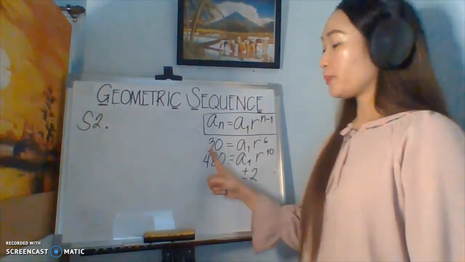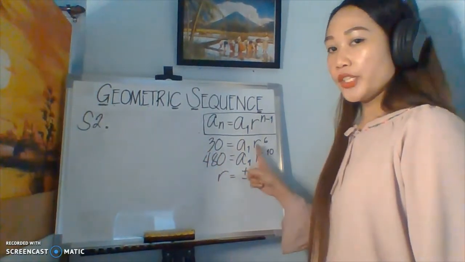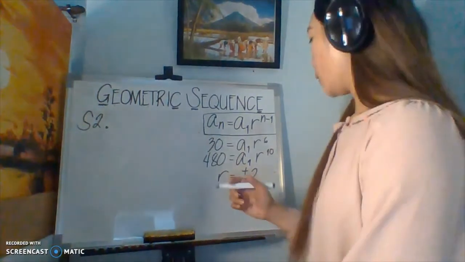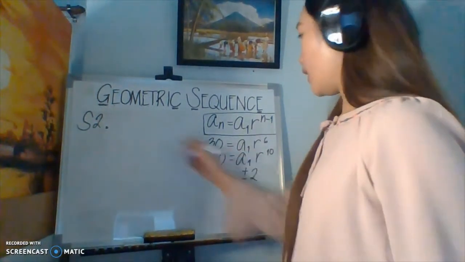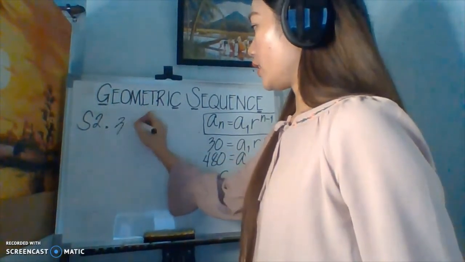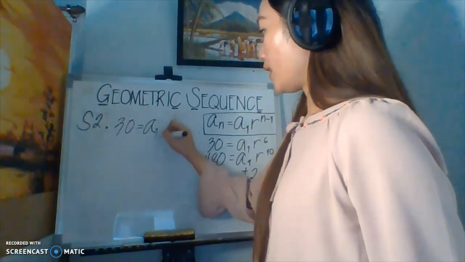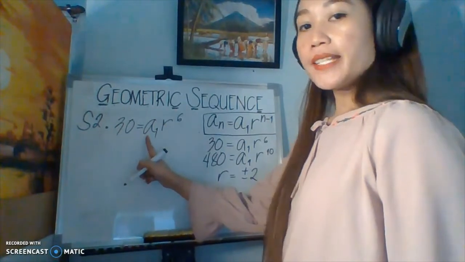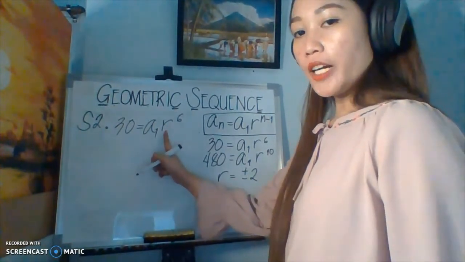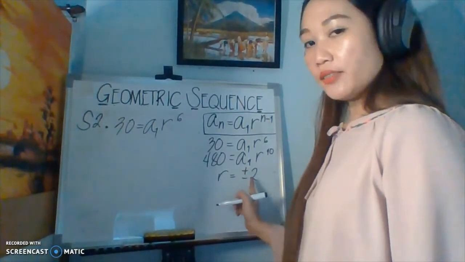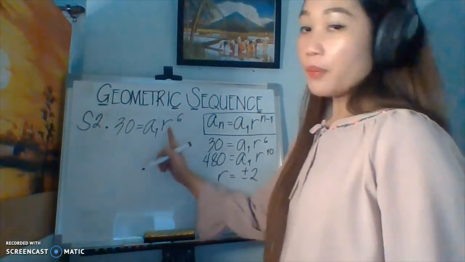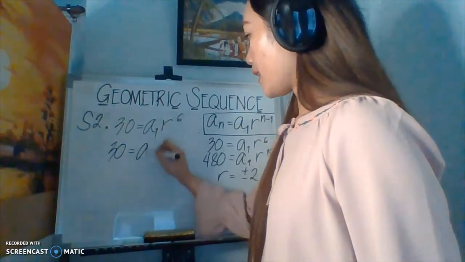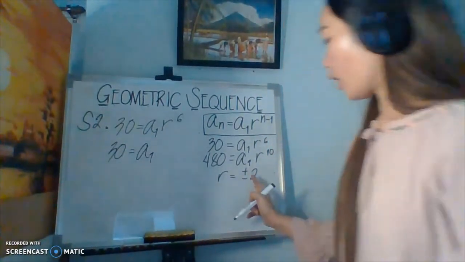So let us use the simpler equation, 30 equals a sub 1 r raised to 6. Let us rewrite it here: 30 equals a sub 1 r raised to 6. We are looking for a sub 1 here. We already know r, which is either positive or negative 2, so we will just substitute it here. What is the value of our r?